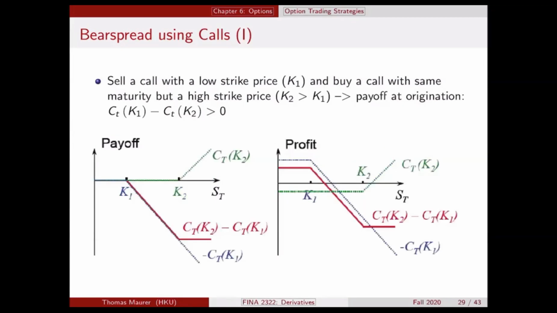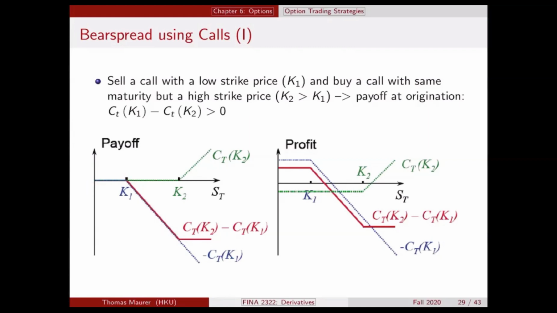Similar to bull spreads, we have bear spreads, and again we can do these either with call or put options, and bear spreads are going to be speculations that the price of the underlying decreases instead of increases. You can do that using call options, where you take a short position in a call option with a relatively low strike price, and you take a long position in a call option with a relatively high strike price. The combined position will look like this red line over here.